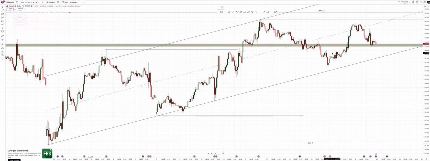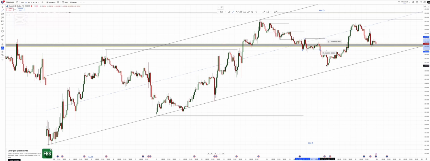So what led to this pull down is this. We have a high. We have this point here as a low. Then we have this point here as a lower high. Then this point here as a lower low. This point here as a lower high. This point here as a lower low. Then this point here as a lower high.